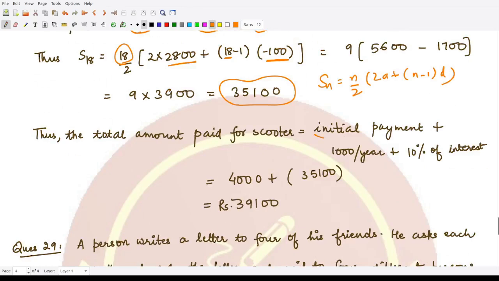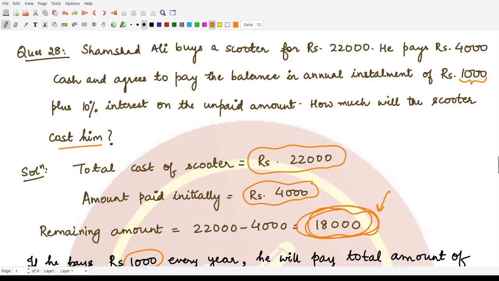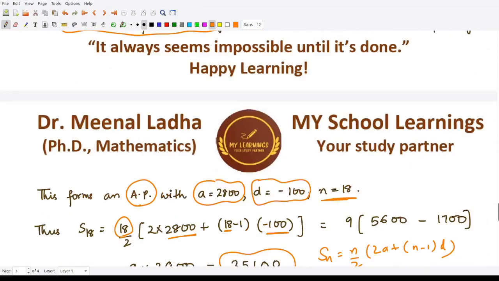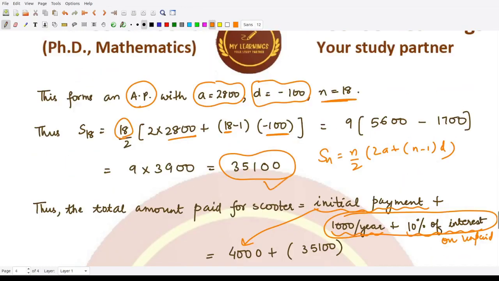So therefore, what is the total amount paid for the scooter? It is the initial payment plus 1,000 per year plus 10% of the interest on the unpaid amount. Correct. So therefore, we have already calculated what is the initial payment paid by him. It was 4,000 rupees, and so we can substitute it here, and this 1,000 per year plus 10% of the interest we have calculated here, right?